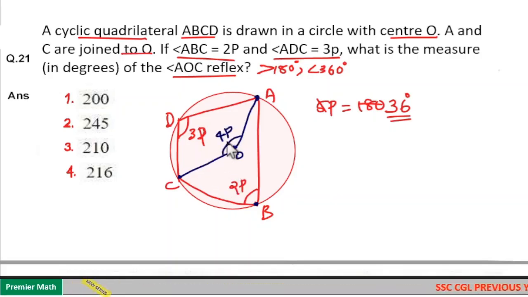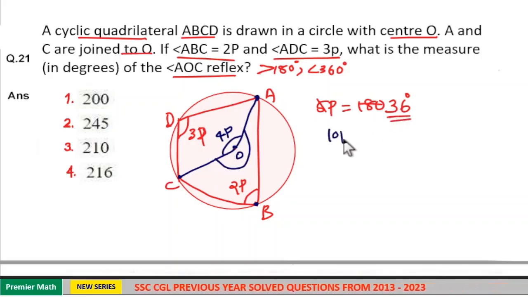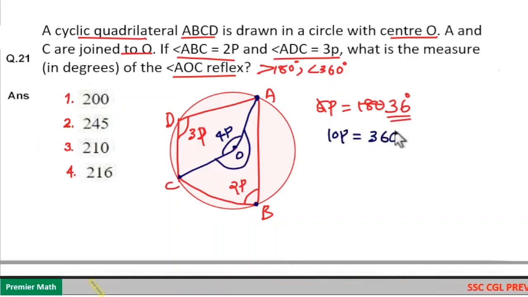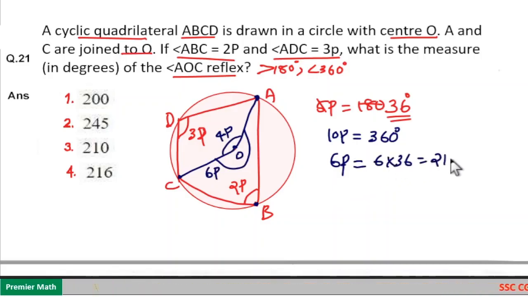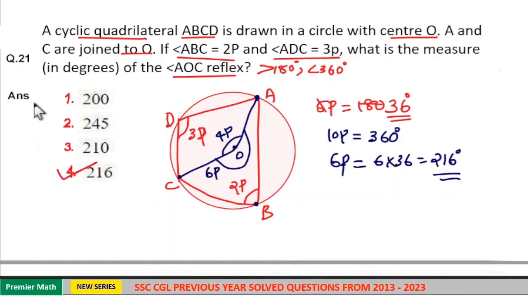Now, we need the reflex angle. If P is equal to 36 degree, then 10P is equal to 360. Which means here, if this is 4P, then the reflex must be 6P. So 6P is equal to 6 into 36, that is 216 degree. So option 4 is your answer.